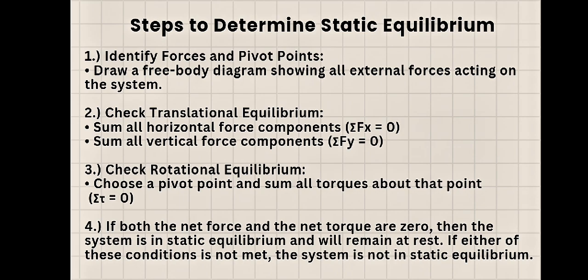Step 2. Check translational equilibrium. Add up all the horizontal forces and all the vertical forces. If both are zero, there is no linear movement. Step 3. Check rotational equilibrium. Choose a pivot point and sum all the torques about that point. If zero, there is no rotation. Step 4. Evaluate. If both the net force and the net torque are zero, the object is in static equilibrium and will stay at rest.